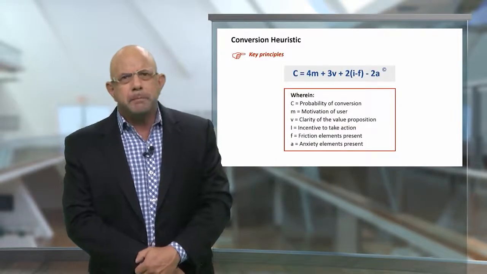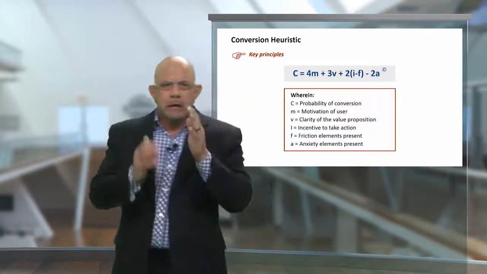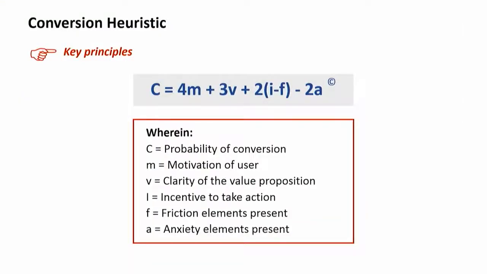As we start to unpack it, you'll realize that the numbers on the left side are coefficients, and they simply suggest the relative impact of the variables relative to each other. And you'll notice the M is motivation, and V is the clarity of the value proposition, and incentive and friction and anxiety. The list is on the screen. These become basic elements that can impact how people perceive the value we're trying to communicate.